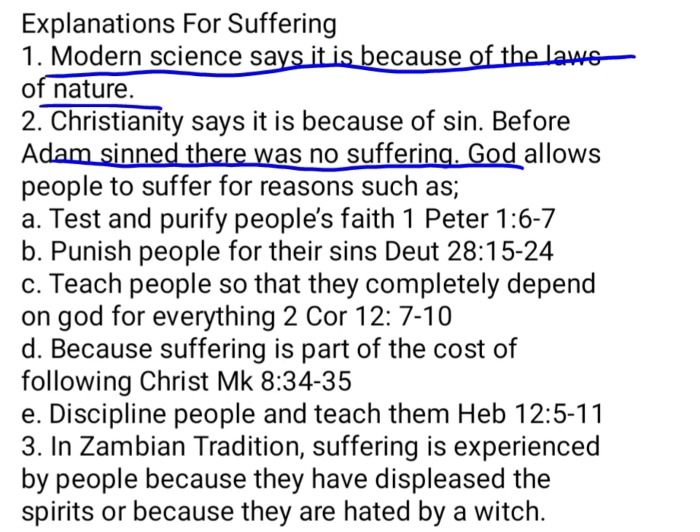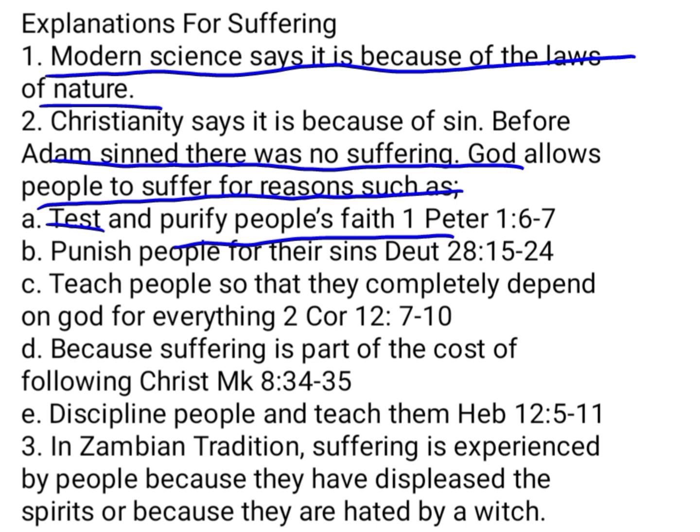God allows people to suffer for reasons such as, first, to test and purify people's faith. You can find this in First Peter chapter 1, verses 6 to 7, where God was testing the purity of someone's faith. The other reason is to punish people for their sins. In Deuteronomy 28, 15 to 24, you find the passage that talks about God punishing people for their sins. Way back, if a person sinned, the ground would open and the earth would swallow you. That's how you would die.